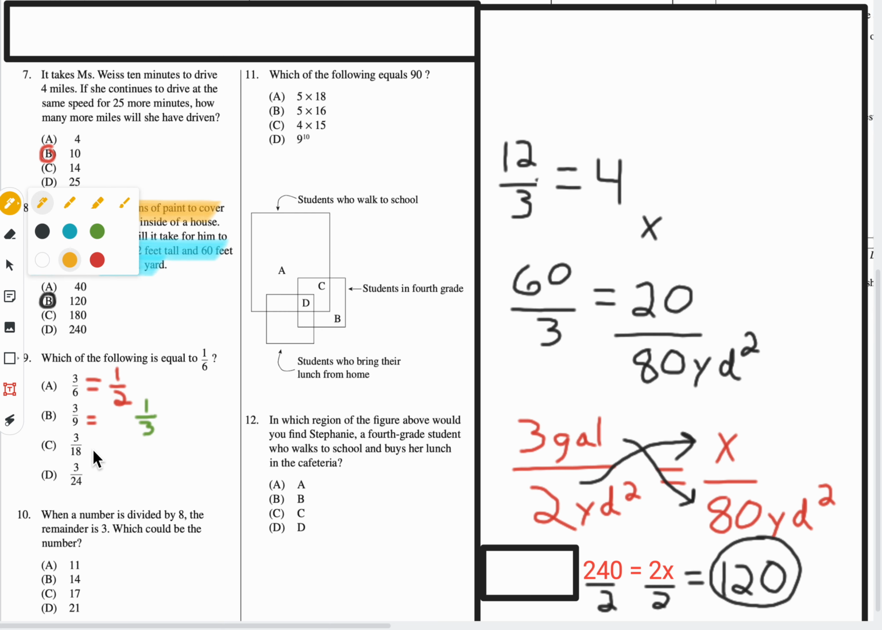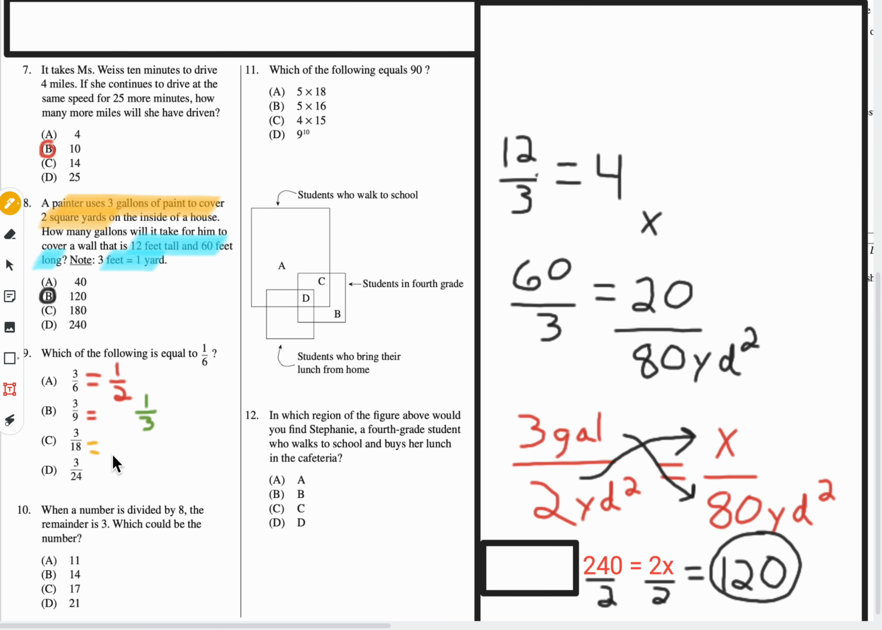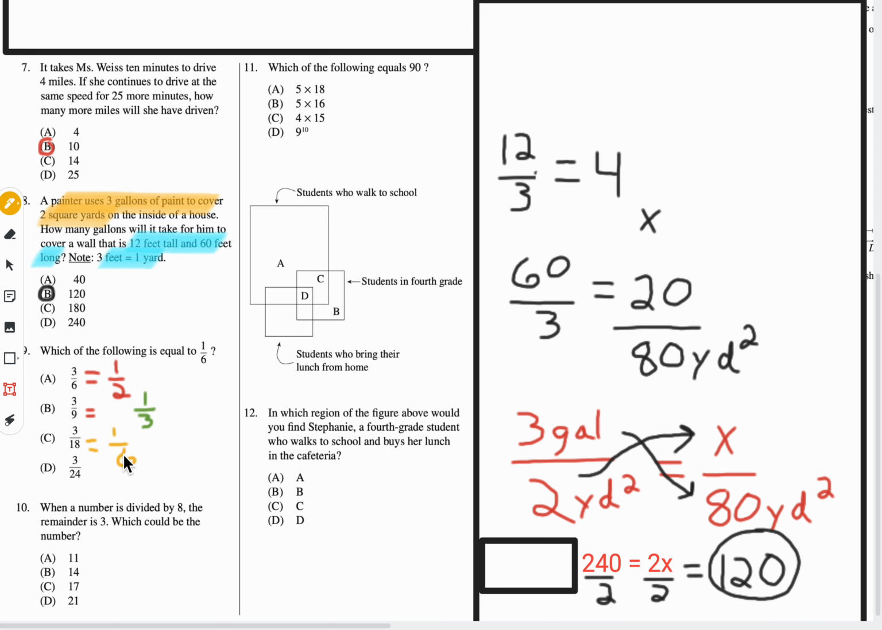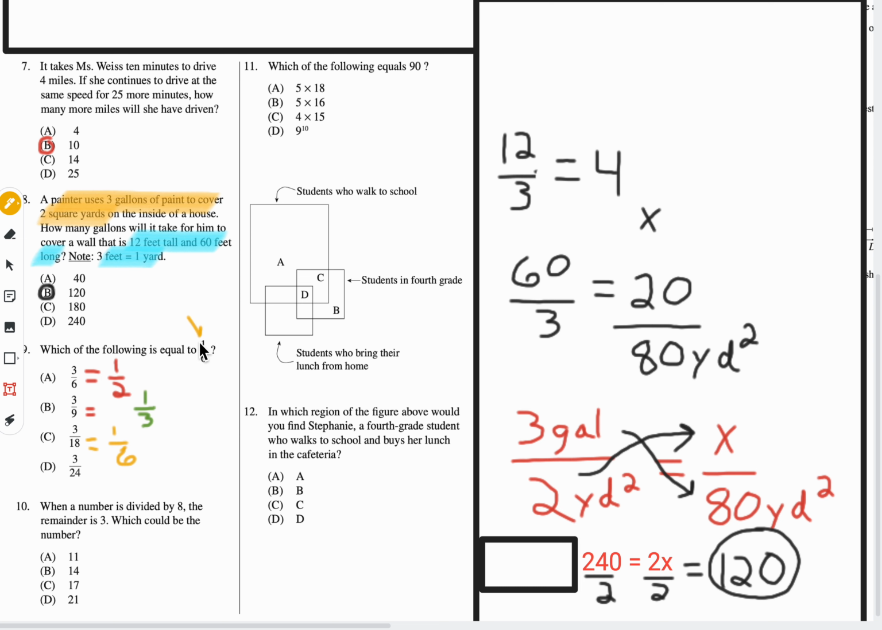With 3/18, we can divide both again by 3. 3 divided by 3 is 1. 18 divided by 3 is 6. Oh, we have 1/6. That's what we're looking for.